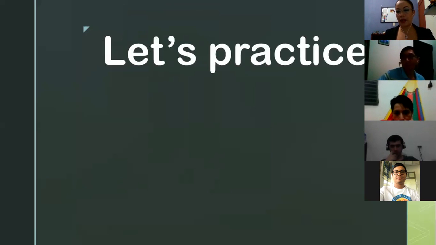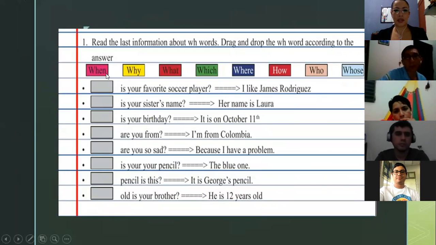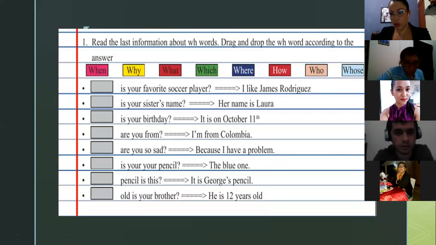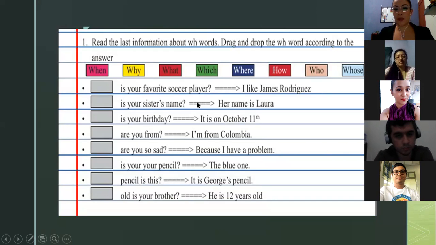So let's practice. We're going to read the information and then we're going to decide which is the answer here. For example, it says, "___ is your favorite soccer player?" What is the correct WH word here? Which, porque estamos preguntando sobre una elección, opciones. ¿Cuál es? Which is your favorite soccer player? I like James Rodriguez.